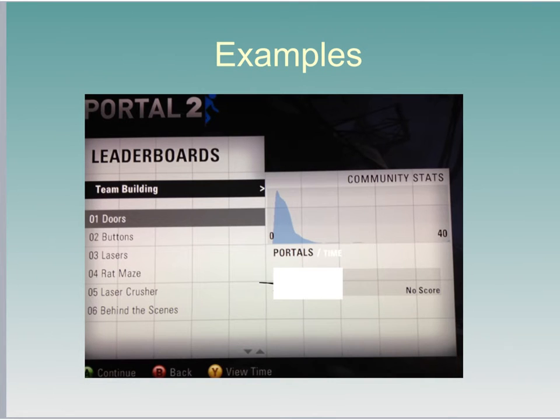The point is they have community statistics here that are showing you how long it took people to get out of this room. Okay, this is a distribution of the time it took. This graph has a skew to the right. We can see these values here.